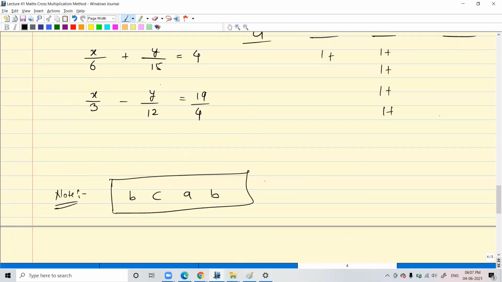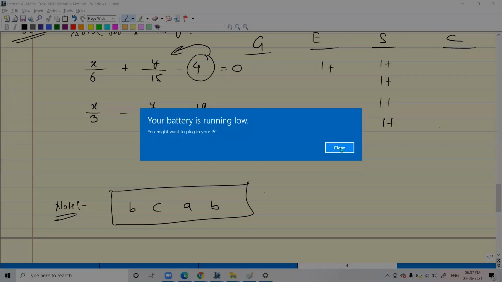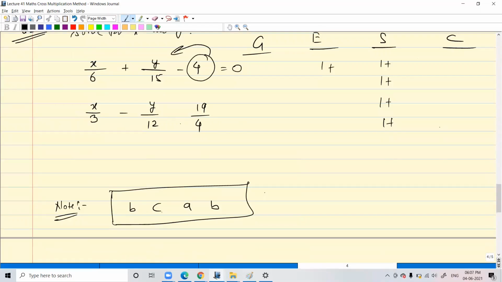What is C over here? Tell me, guys, what is C over here? C1 and C2. Yes, don't write it as 4. Remember, we have to send it to the left hand side. It will become -4 equal to 0. And this also, 19 by 4, will become -19 by 4 is equal to 0. So don't forget to change it into the standard form.